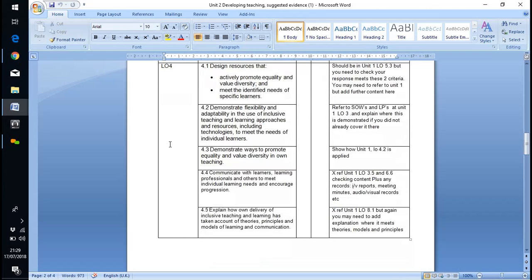Demonstrate ways to promote. Again, show how Unit 1.4.2 is applied. So it's got a statement. This is asking you to demonstrate it. Again, you can get evidence from your cheat sheet when you've been observed. It will say that you demonstrated and promoted equality and diversity while you were teaching.